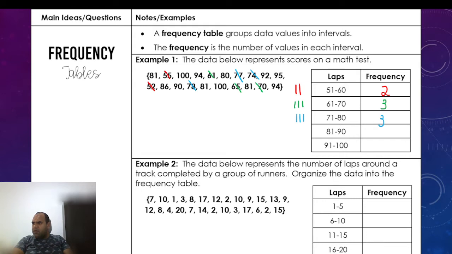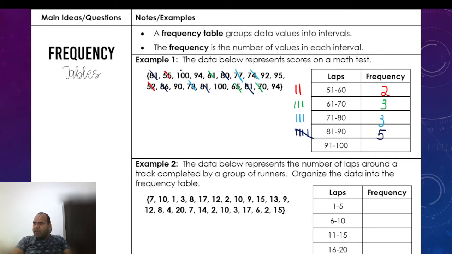81 to 90. 81 to 90. Okay, I have 2. 1, 2. Now 81 to 90 here. What else? No, in the first line, no more. 86, 81, 2 more. 1, 2. 81 again, 5. And I have 5.